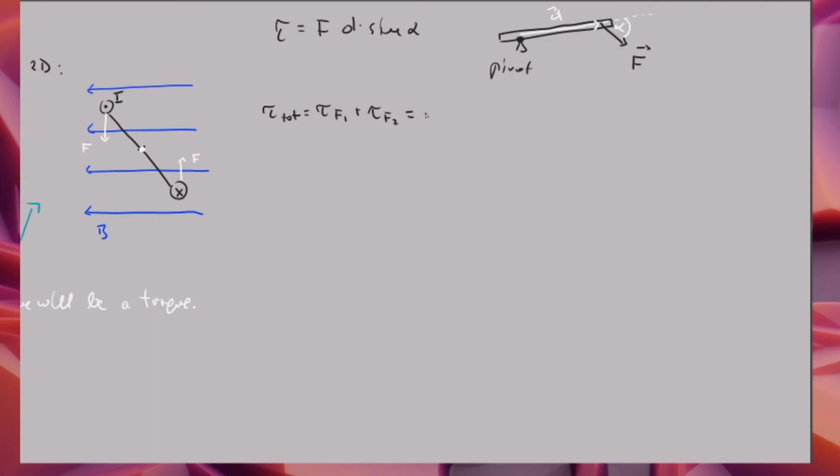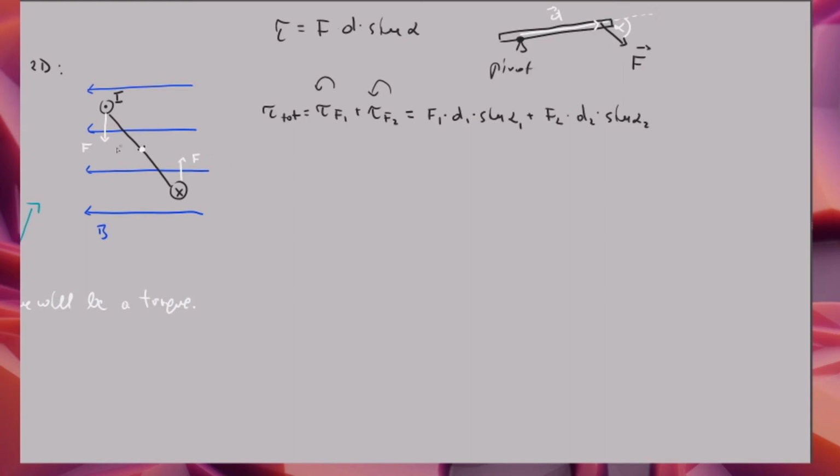Now let's take it a little farther. First of all, both of these torques will have the same sign. The torque produced by F1 will generate a counterclockwise rotation, and the torque produced by F2 will also generate a counterclockwise rotation. So I don't have to subtract one from the other, I have to add them because they both generate the same type of rotation. This amounts to F1 times D1 times sine alpha plus F2 times D2 times sine alpha, where I'll put 2 and 1 as subscripts.